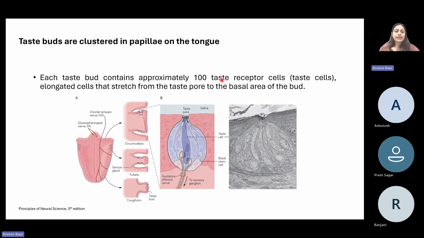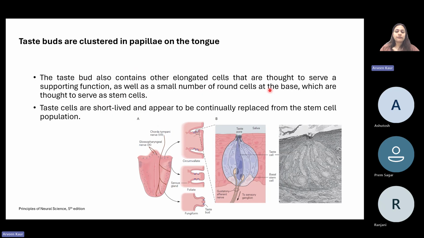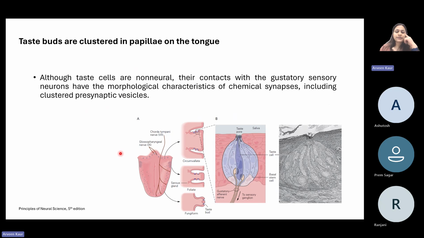Each taste bud contains approximately 100 taste receptors or taste cells, elongated cells that stretch from the taste pore to the basal area of the bud. The taste bud also contains other elongated cells that are thought to serve a supporting function, as well as a small number of round cells at the base, which are thought to serve as the stem cells. The taste cells are short-lived and appear to be continually replaced from the stem cell population.